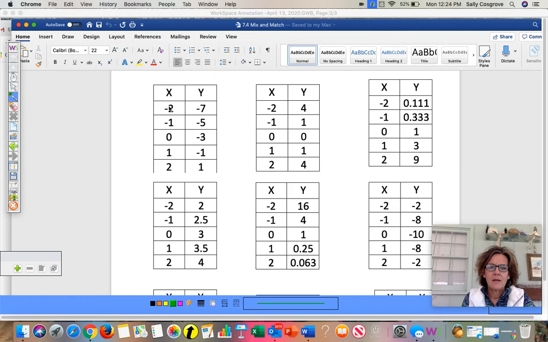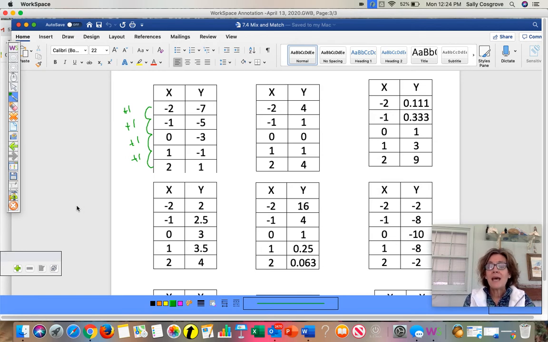So why don't we take a look at this first example right here. And as we look at this example, we see that the x values are increasing. And each time, as we go down the x column, it appears that they're increasing by 1. And plus 1, and plus 1, and plus 1.